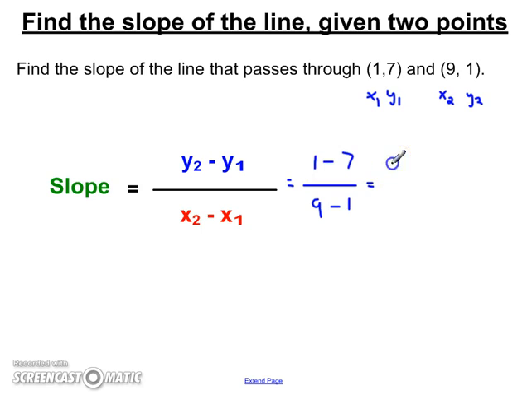1 minus 7 is negative 6. 9 minus 1 is 8. Now this will reduce. If I cut that in half, that's 3. And this is 4. And so I have a slope of negative 3/4.